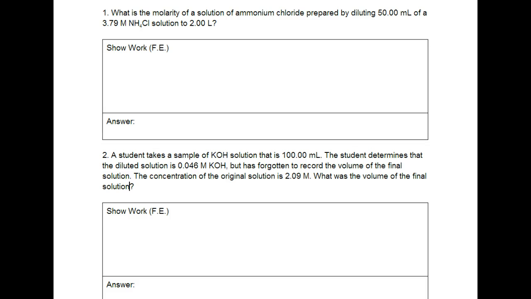These are additional problems for dilution problems. So let's do number one. What is the molarity of a solution of ammonium chloride prepared by diluting 50 milliliters of a 3.79 molar ammonium chloride solution to 2 liters?